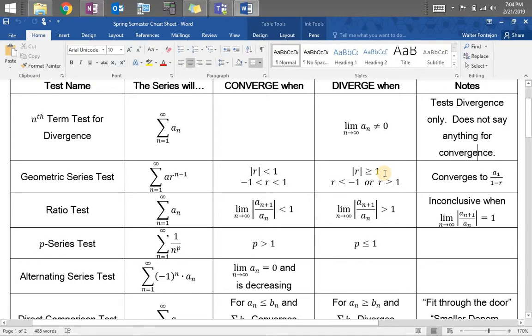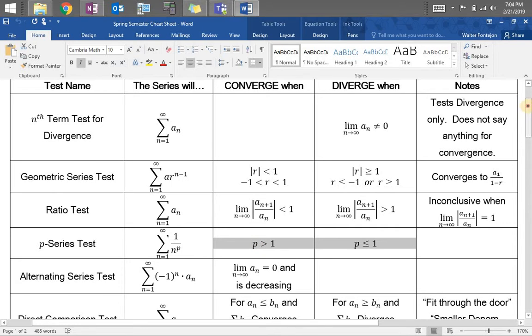The p-series test happens when you're dividing by 1 over n to the power p. When p is greater than 1, that's going to converge. When p is less than or equal to 1, we have diverge. Notice that these four right here are opposite, I guess you could say. Opposite of these two right here.